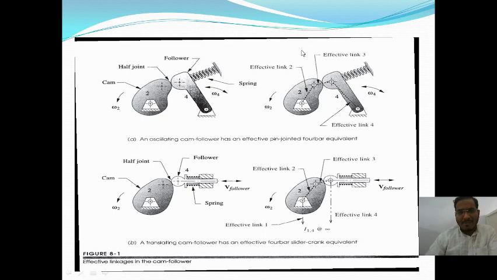Okay. Next is the 4-bar slider crank mechanism. In the slider crank mechanism, we are using a circular follower. You can see here these are two different followers compared to each other. That's why it is called a pin joint 4-bar mechanism, and it is called a slider crank equivalent mechanism.